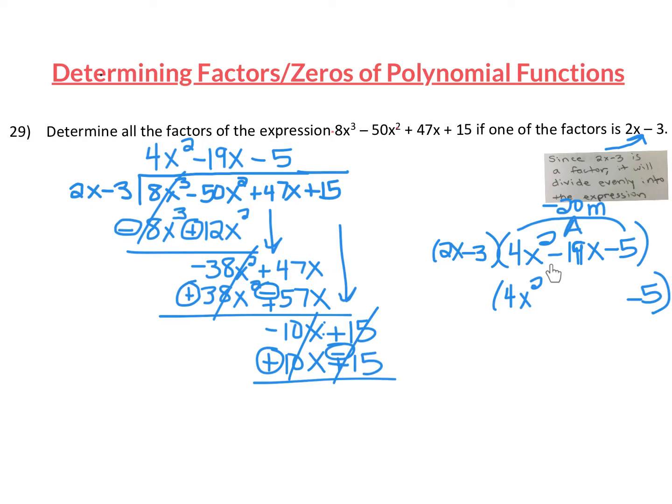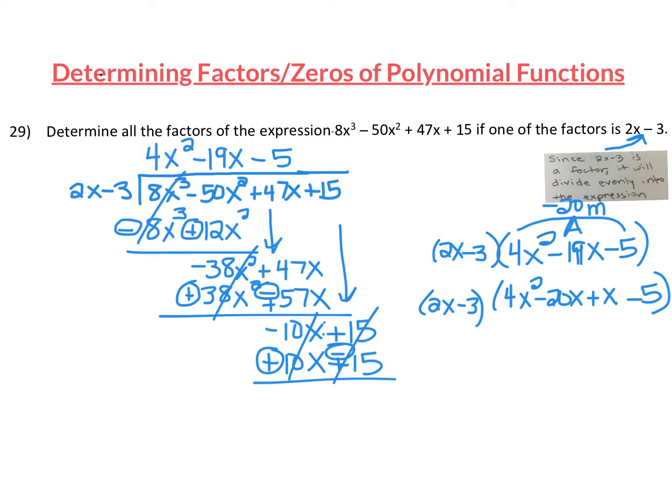Now, two numbers that multiply to negative 20 and add to negative 19 would be negative 20 and positive 1. So I'm going to put in the middle here a negative 20x and a positive 1x, which I'm just going to write as x. Now, this 2x minus 3 is still one of our factors, and they want us to determine all the factors, so I'm going to keep bringing that down.